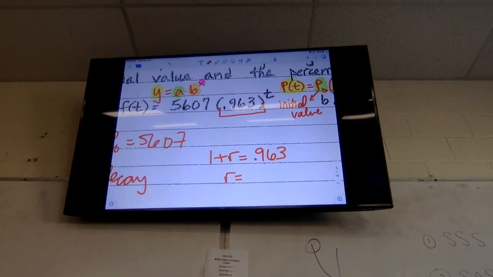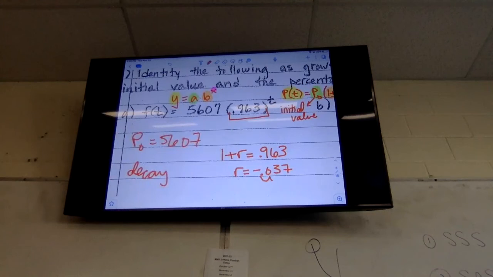You can do the other part after the assembly. All right, so when I minus 1 from that, I get negative 0.037. And that negative just reminds me that it's decay. And then I can move my decimal place 2 places to get my actual percent. So its decay is 3.7%.